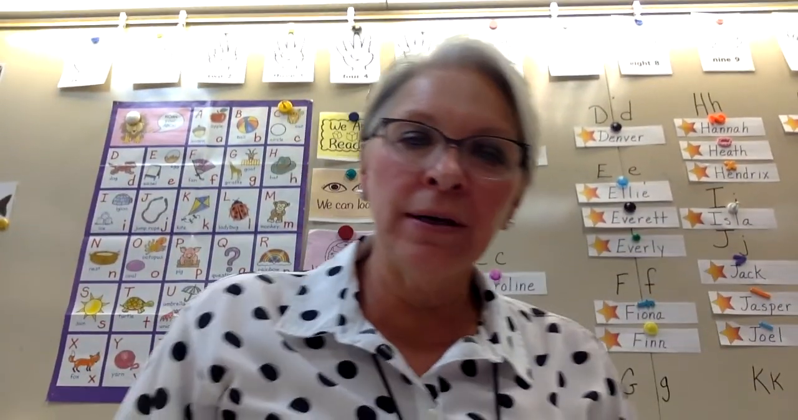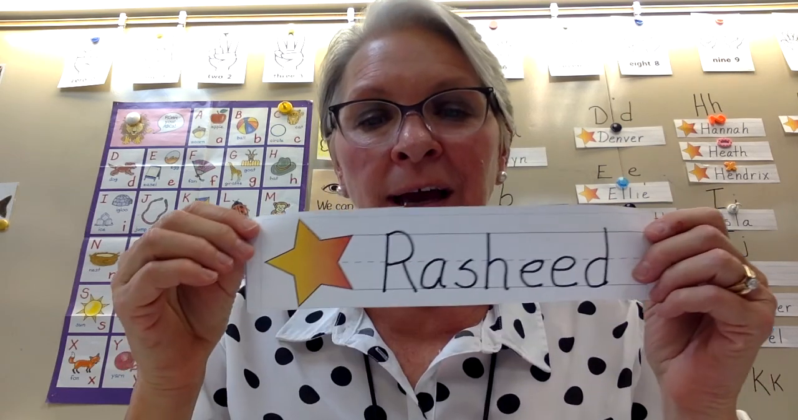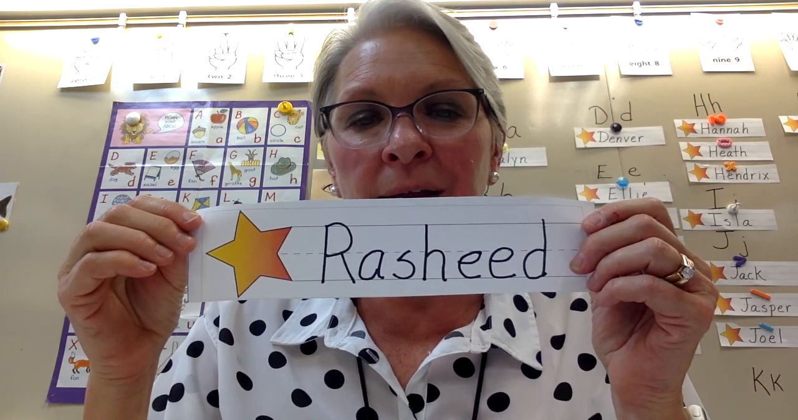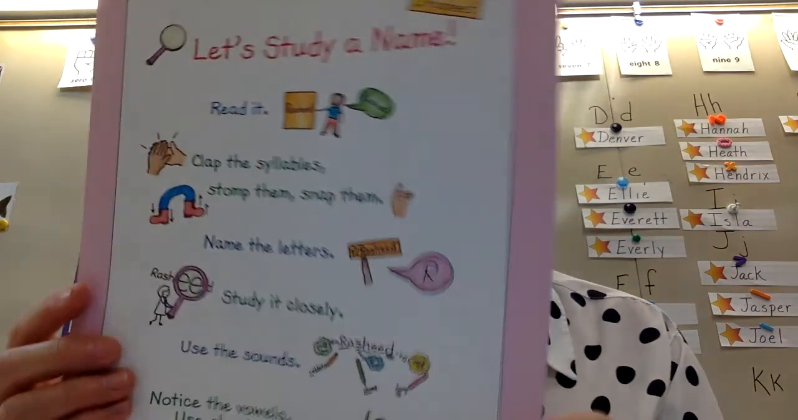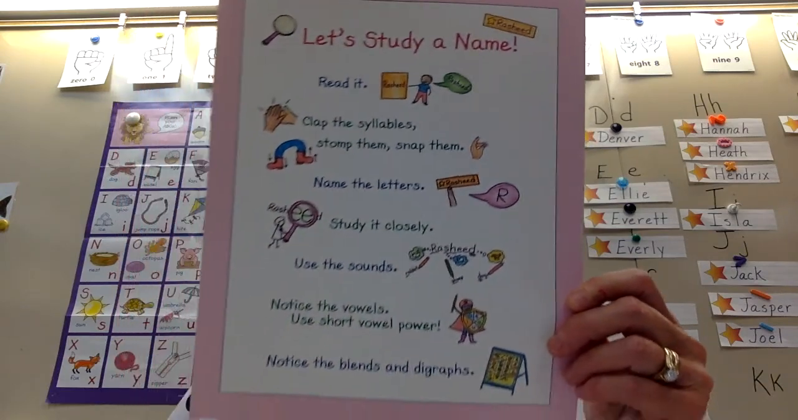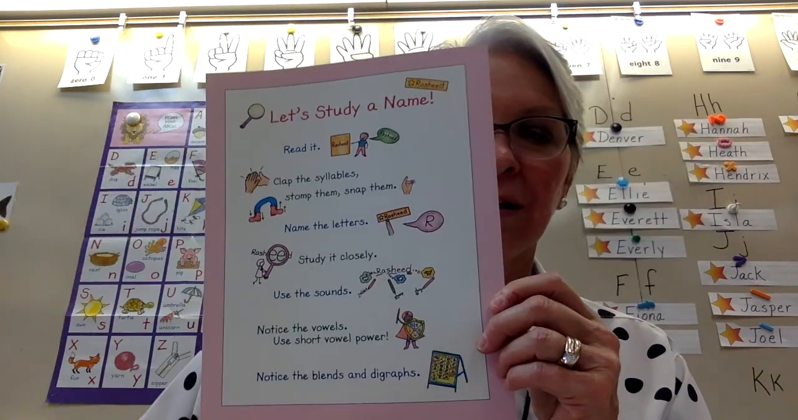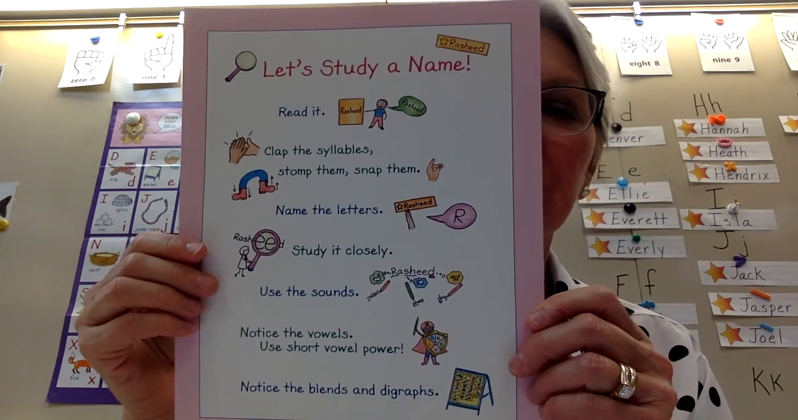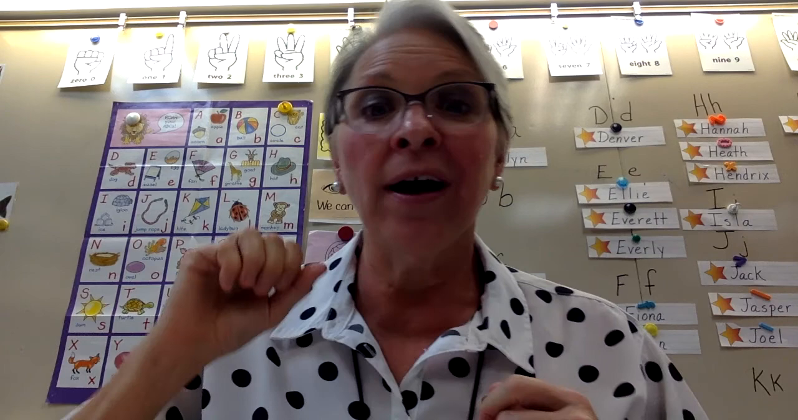Hi, everybody. Well, we have been studying names, and we know that that helps us learn how to learn words and how to read words. So we studied Rashid's name, and then I had you study your own name. And the way we did it is we read the name Rashid. We clap the syllables and stomp them and snap them. Let's do that now. Rashid, Rashid, Rashid.